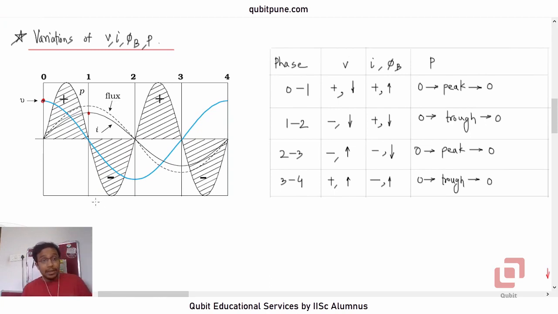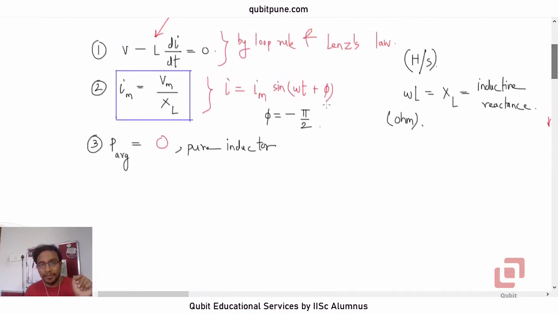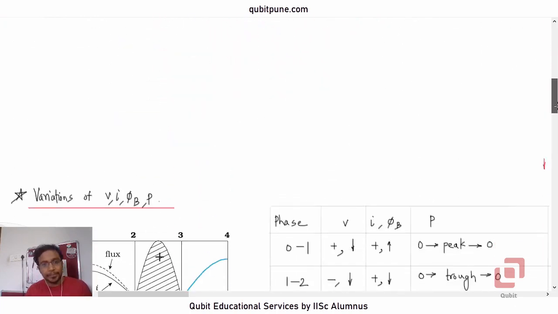Okay. Now you note that instantaneous power is instantaneous voltage into instantaneous current. This is small p, okay? This is instantaneous power. It is V into I. And what is V? Vm sin omega t. What is I? I is Im sin of omega t minus pi by 2. Okay? Minus pi by 2.